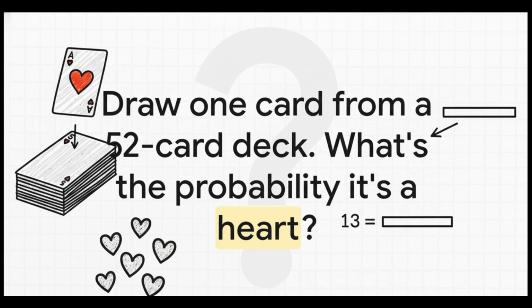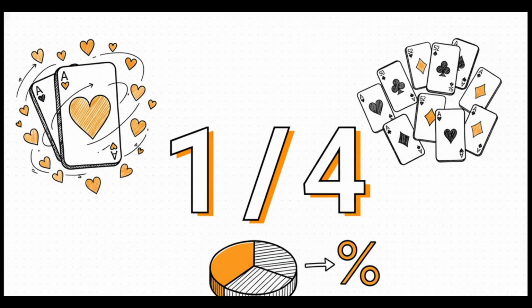Next up, you pull one card from a standard 52-card deck. What is the probability that it is a heart? Okay, how many hearts are in the deck? 13. That's our number of favorable outcomes. How many total cards? 52. So 13 divided by 52 simplifies to 1/4. A 25% chance. You're getting the hang of this.